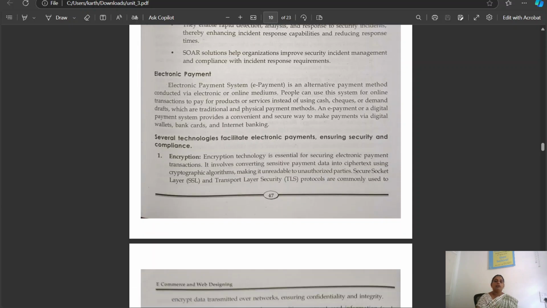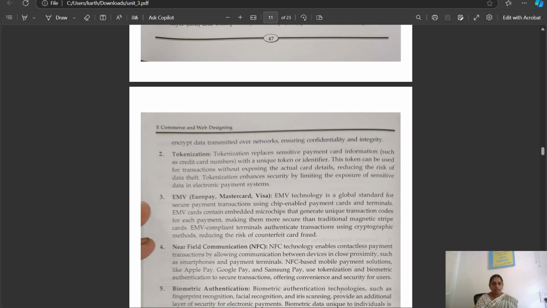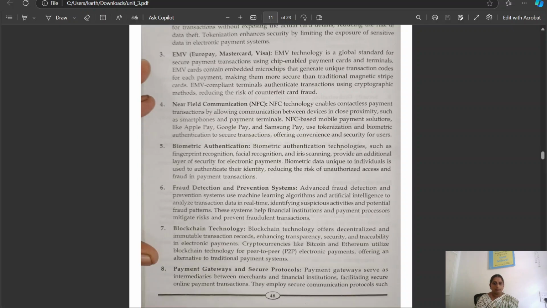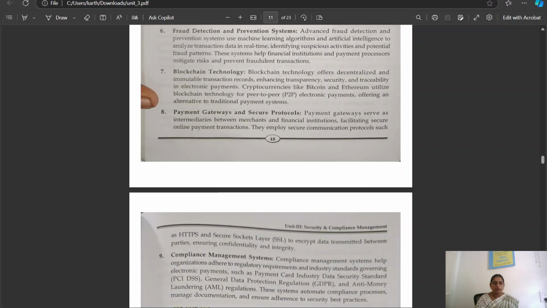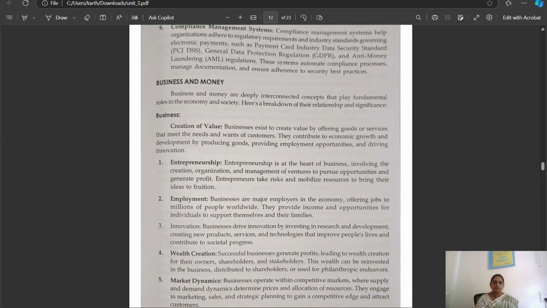Coming to electronic payment. E-payments are nothing but financial transactions, which are compulsory in any e-commerce website. So we can use any electronic payment. Several technologies facilitating e-payments are encryption, tokenization, EMV, near field communication, biometric authentication, fraud detection and prevention systems, blockchain technology, payment gateways and secure protocols, and compliance management systems.